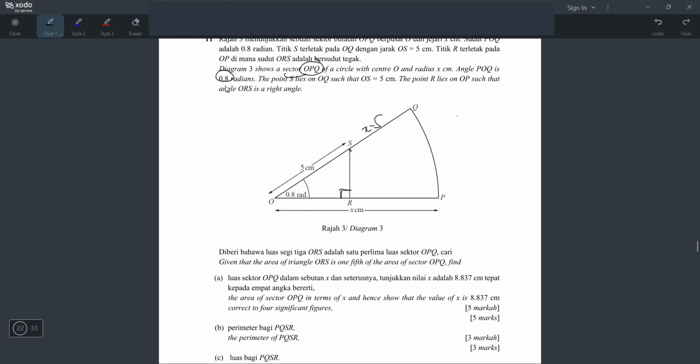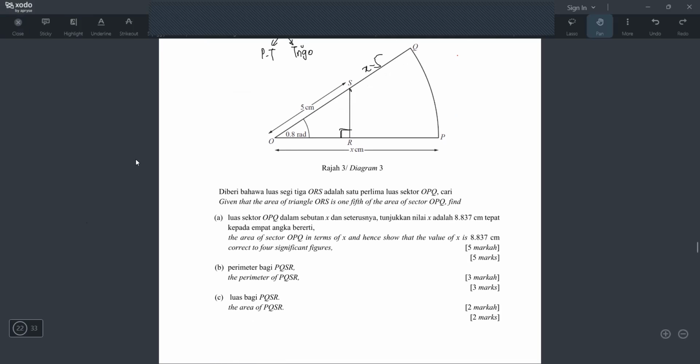Okay, R lies on OP, such that ORS is a right angle. This is important because when we have a right angle, what formula can we use? We can either use Pythagoras theorem, or we can also use trigo, which is the SOHCAHTOA formula. So this is very important.